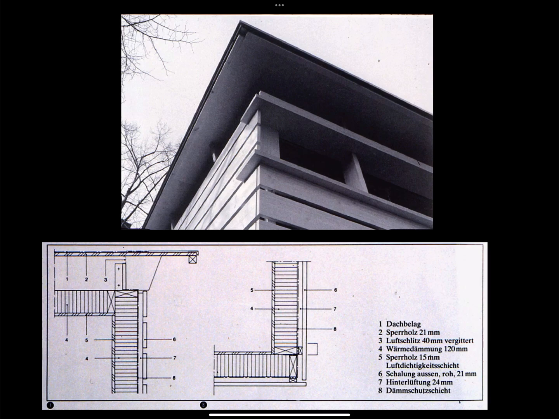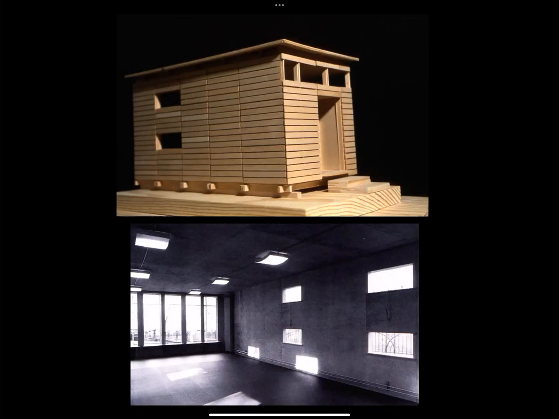So the plywood sheathing in this case, instead of being on the outside of the studs, is on the inside of the studs and becomes a visible interior finish in what is a temporary building. And so this is a model of that building, this open jointed outer skin, and the interior photograph showing the plywood sheathing as the interior finish.